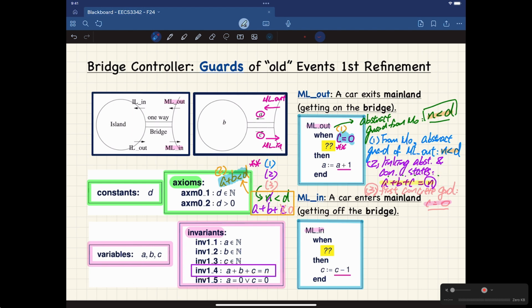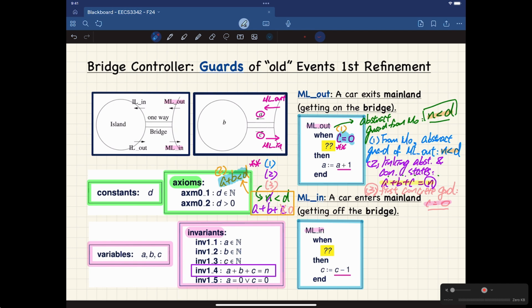That's the second equation. And the third equation is, we know from our first guard over here, the opposite traffic over here should be none, right? So C should be equal to 0. So when we combine this equation, and this equation together, 1, 2, and 3, what we got would be A plus B less than D. Right? That's how we derive this particular concrete guard.